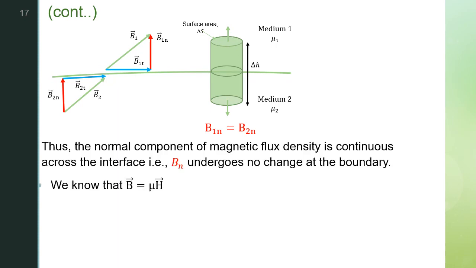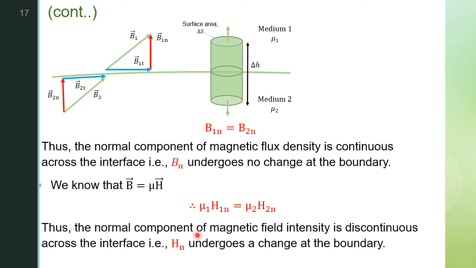Now we know B equal to mu into H. Substituting that equation, we will get mu1 into H1n is equal to mu2 into H2n. Since mu1 is not equal to mu2, we can conclude that the normal component of magnetic field intensity is discontinuous across the interface between two media. That is, the normal component of magnetic field intensity will undergo a change when it moves from one medium to another. So these are the boundary conditions related to magnetostatics.